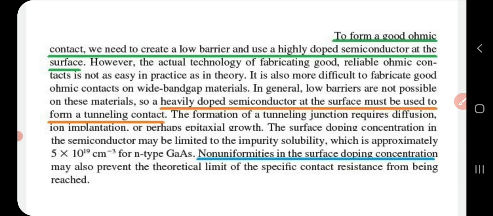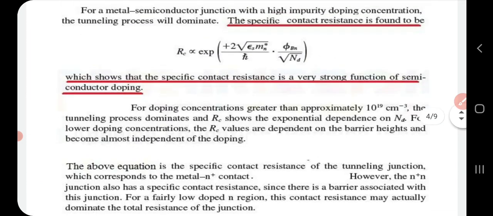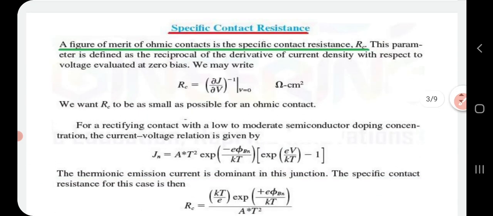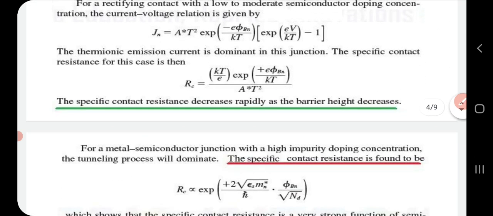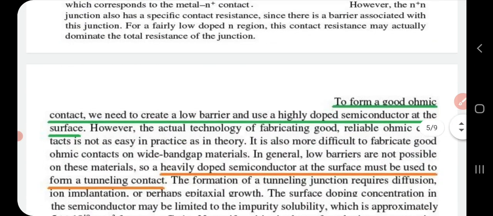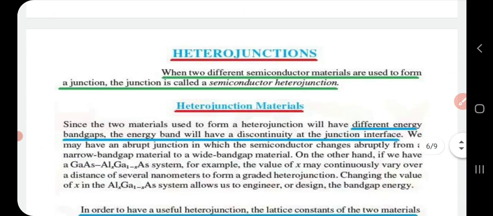Okay. So up to this slide, they are discussing what is meant by specific contact resistance and its variations according to doping concentration, and the corresponding expressions. Next is heterojunction. When two different semiconductor materials are used to form a junction, we call it a semiconductor heterojunction. And if you are using the same semiconductor to form a junction, then you call it a semiconductor homojunction.